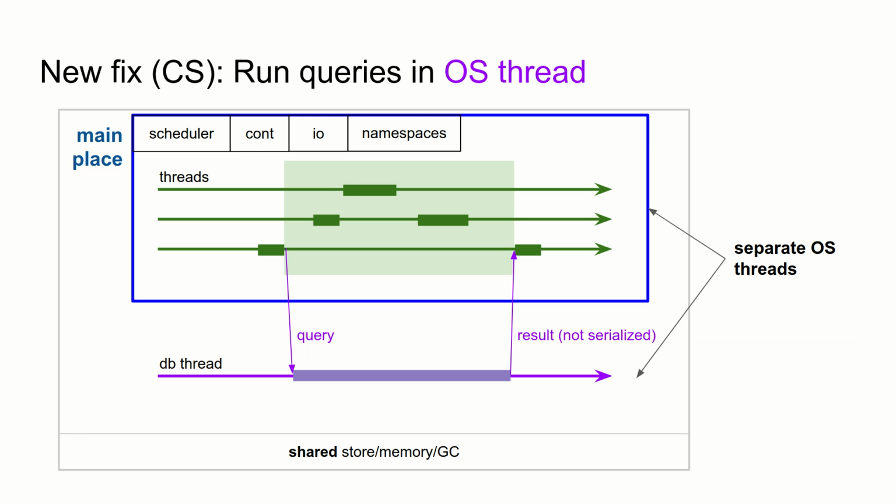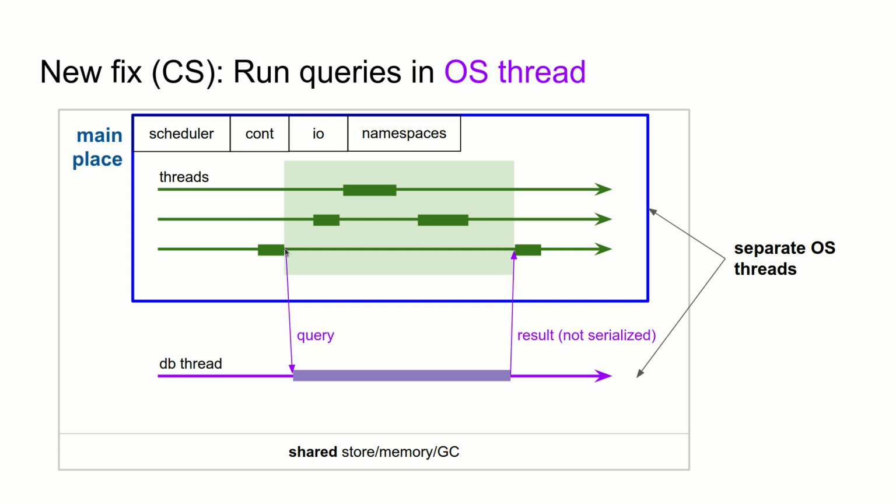Can we do better? In Racket on Chez Scheme, we can. Racket on Chez Scheme gives us this new capability of creating an OS thread without the overhead of creating an entire Racket place. The structure of the solution is still about the same.